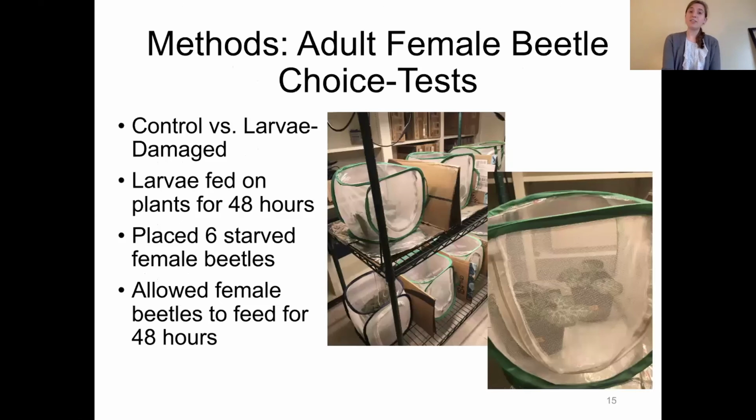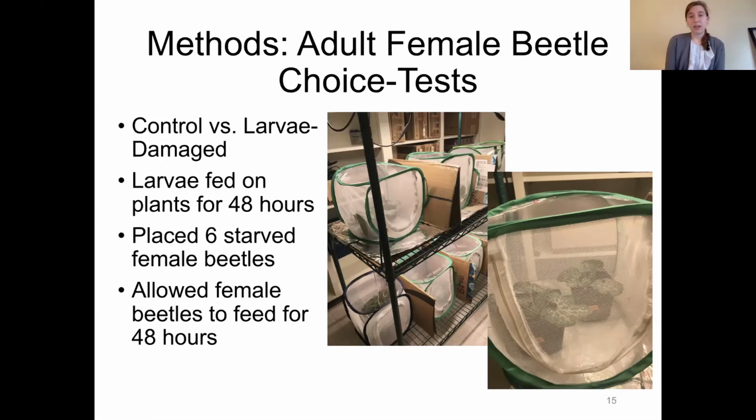To test this, we set up choice tests for adult female beetles. Here we had, again, our control versus larvae damaged plants. I'm showing here a picture of the entire setup that we had, and we blocked the visual cues with pieces of cardboard in between our choice arenas. Within each choice arena, we had two different plants: one that was a control plant with no larvae, and then a larvae damaged plant. We allowed those larvae to feed on those plants for 48 hours.